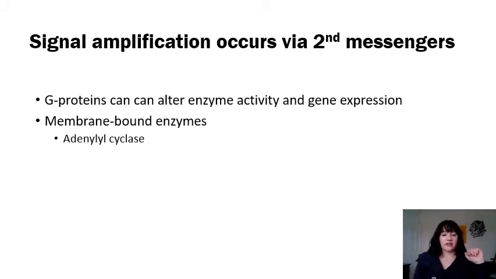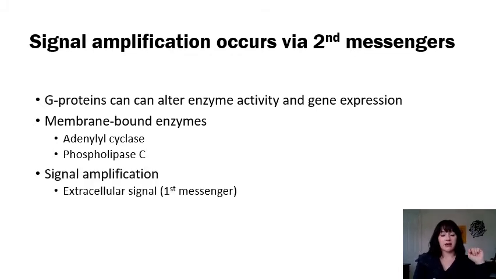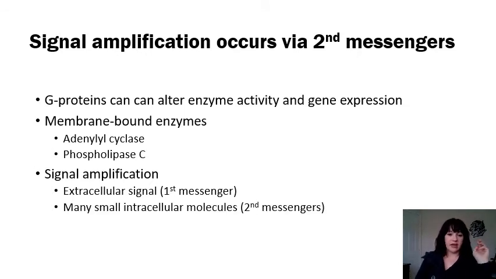So one of these targets of G proteins that we've talked about is adenylyl cyclase. And the other enzyme that can be a target of G proteins is called phospholipase C. Both of these enzymes are going to produce second messengers. Adenylyl cyclase and phospholipase C are going to release these small intracellular molecules. So they are going to send molecules down deeper into the cell that aren't attached to the membrane, and these are called second messengers.